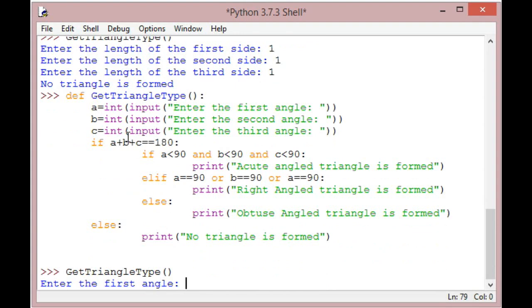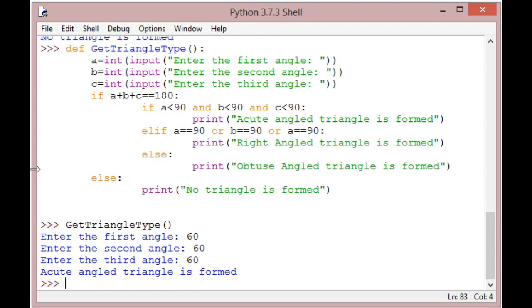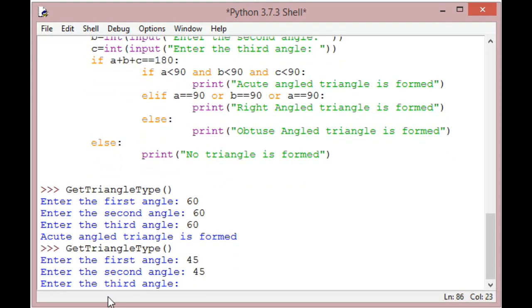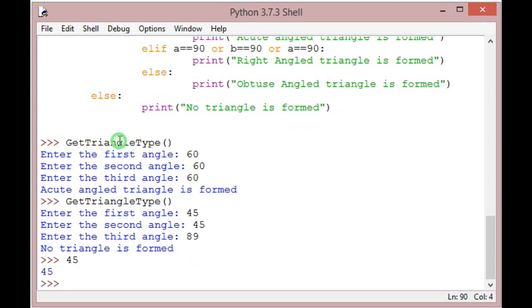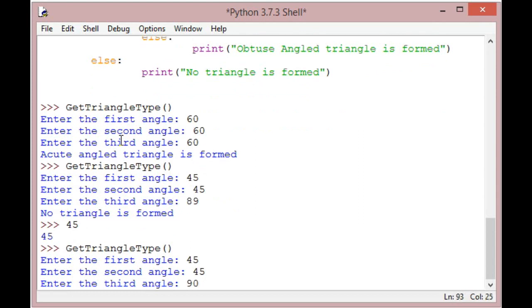Now I'll put say 60, 60 and 60. So it's an acute angle triangle is formed. Now I will run it once more. I have given 45, 45 and 89. No triangle is formed because the sum is not 180. Now, say it is 45, 45 and 90.